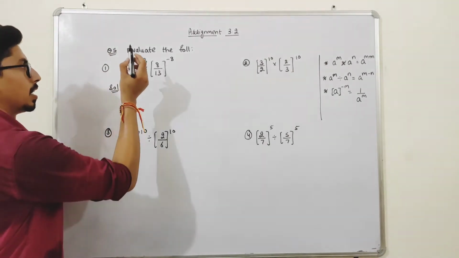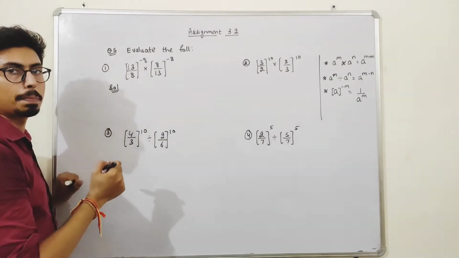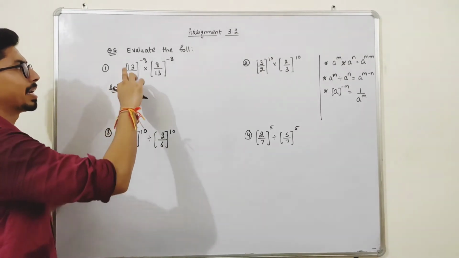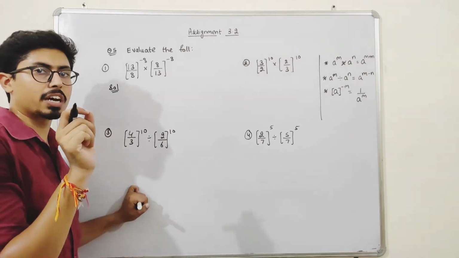See, the power is negative. The power is negative. So students, if I just make it positive, see, and one more thing students, just make a correction in the book.